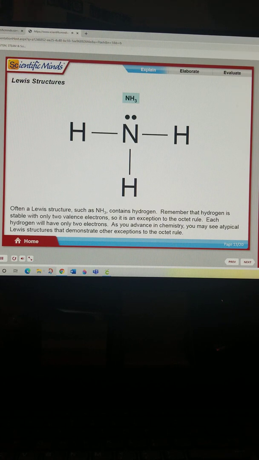Often a Lewis structure, such as NH3, contains hydrogen. Remember that hydrogen is stable with only 2 valence electrons, so it is an exception to the octet rule. Each hydrogen will have only 2 electrons. As you advance in chemistry, you may see atypical Lewis structures that demonstrate other exceptions to the octet rule.